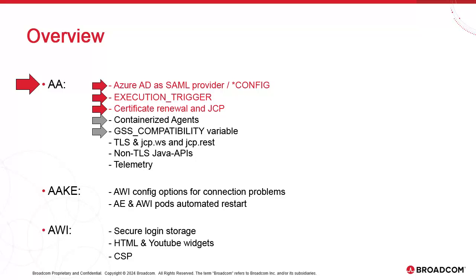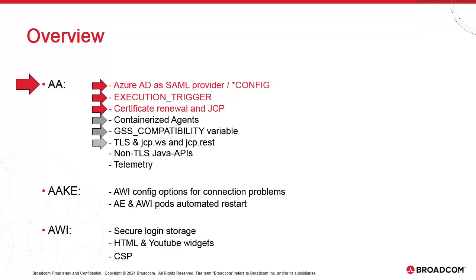Automic Automation has settings dedicated to advanced security stored in UC_SYSTEM_SETTINGS. A variable, GSS_compatibility, has been added. By default, it's set to yes, meaning any agent, irrespective of entropy, will be able to connect. If you set this variable to no, only agents with high entropy keys will be able to connect.